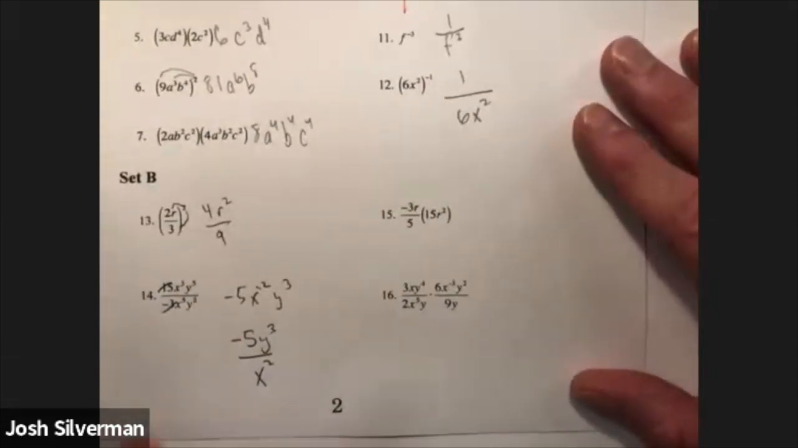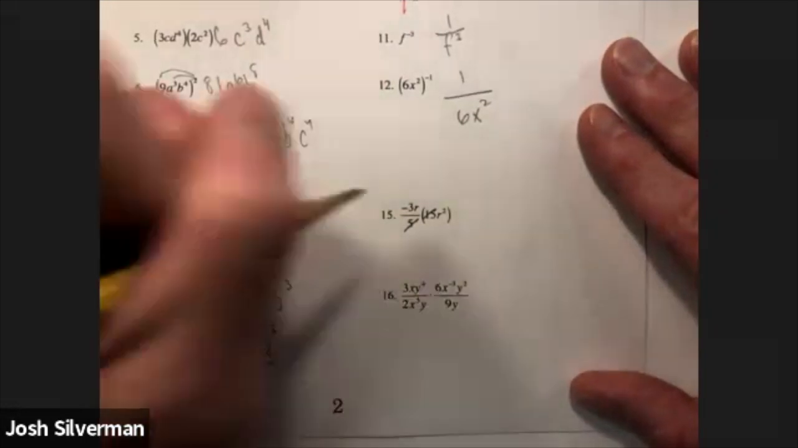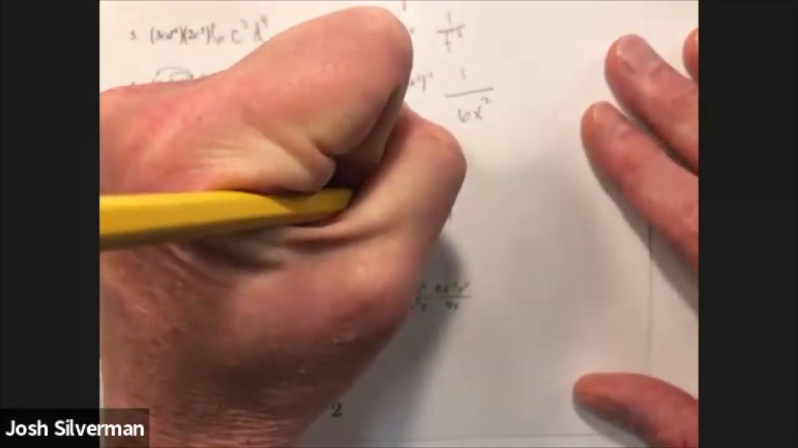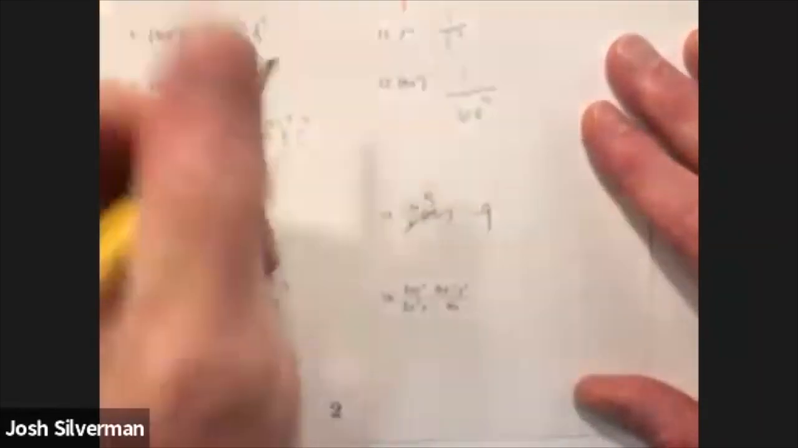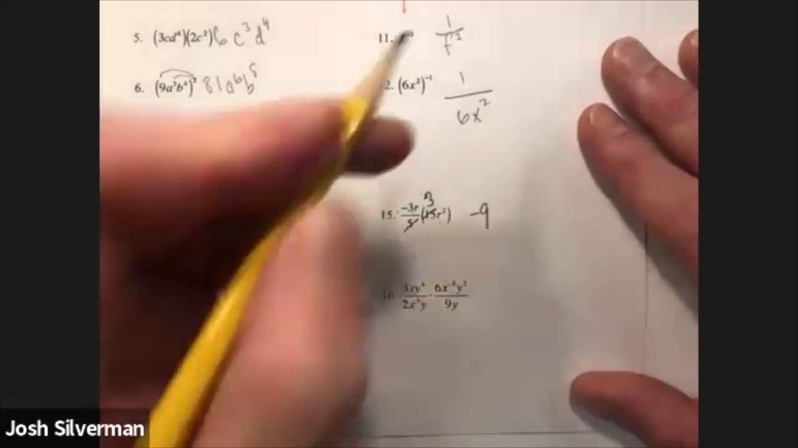Number 15, let's divide 15, 5 and 15. Those are going to cancel out and just leave a 3 right there. So the negative 3 times 3, that's a negative 9. R times R to the 2nd, that is an r to the 3rd.